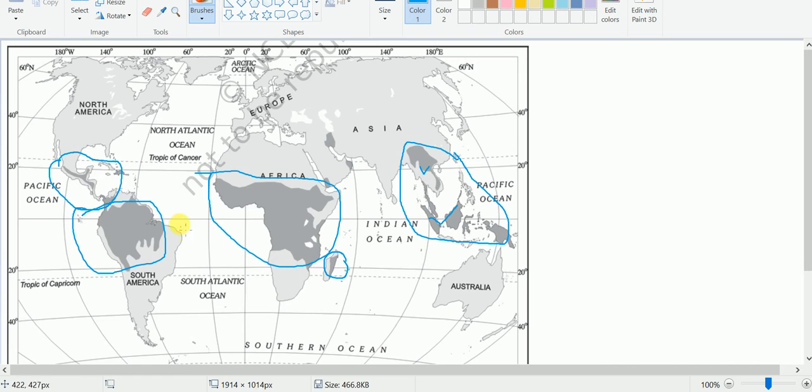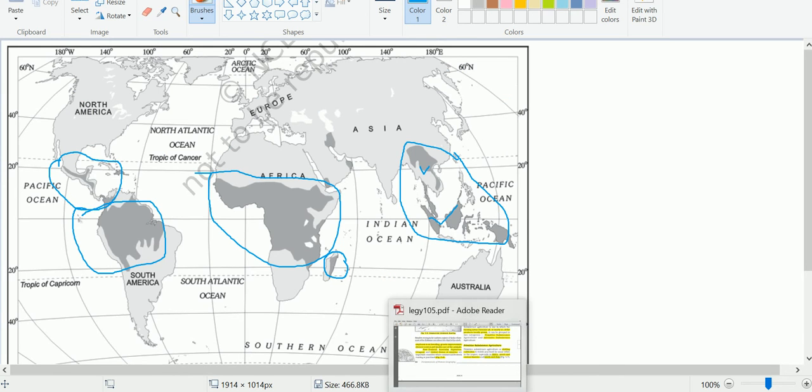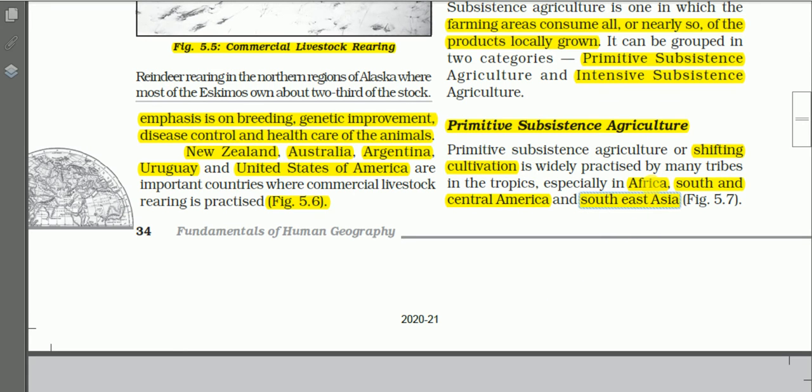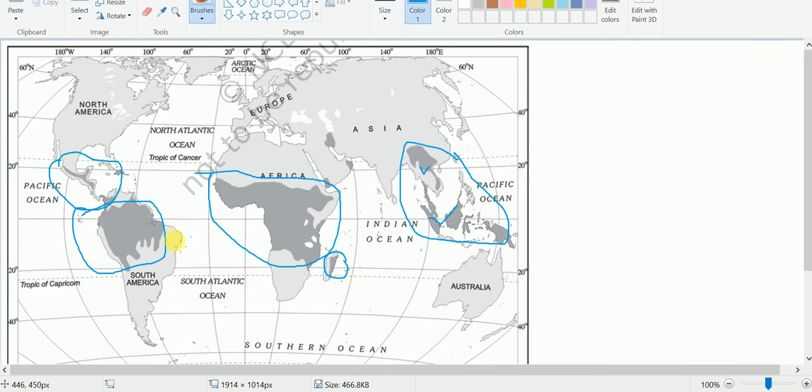In these, primitive subsistence agriculture is mainly practiced. Just see here: Africa, then South and Central America, then Southeast Asia. Just look at this once. This is the Central American part, then the South American part. The African part is here, including Madagascar island, and this is the Southeast Asian region.